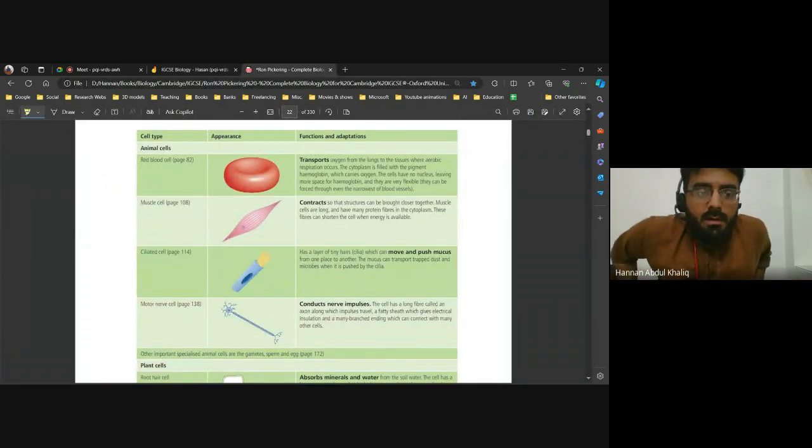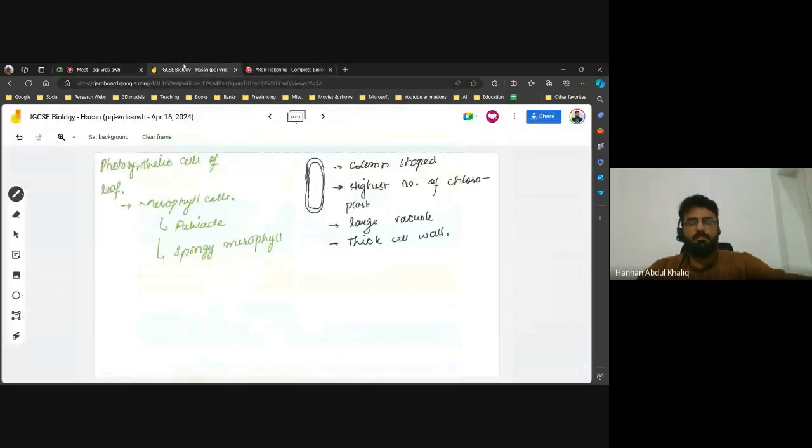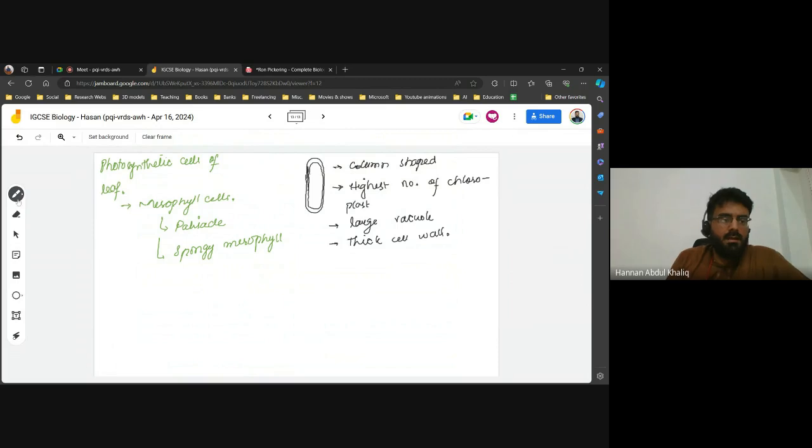Then let's talk about the animal specialized cells. Remember that every generalized cell would contain nucleus, mitochondria, other organelles. Every general cell would have all these structures. But specialized cells have different things. So first of all, red blood cells. What do you already know about these cells?